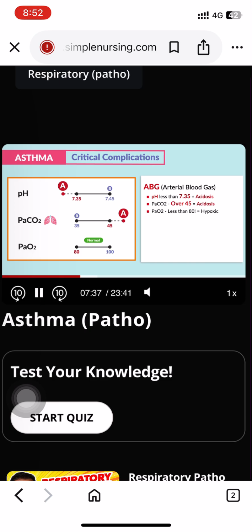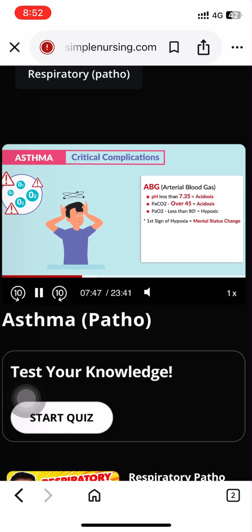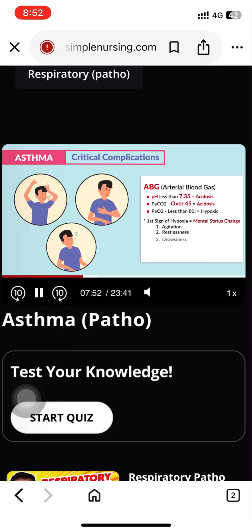Now, the first sign of hypoxia is that mental status change. Now, this goes for any condition. So the ones to know, there are 3 of them. First is agitation. Second is restlessness, and then drowsiness. So once again, if you're talking neuro, respiratory, any condition on the NCLEX, you have to know these 3 signs as the earliest sign of hypoxia.